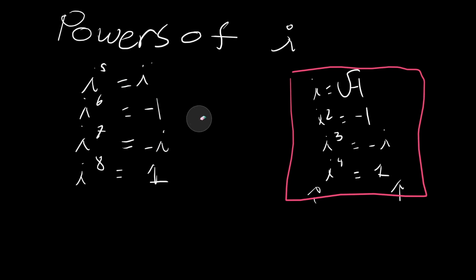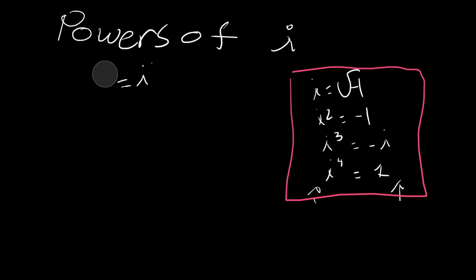Well, the pattern is that it repeats every 4. So I can take any number, find multiples of 4 in the exponent, and reduce it. Let me give a couple of examples. First off, if I have i to the power of 15, what am I going to do?